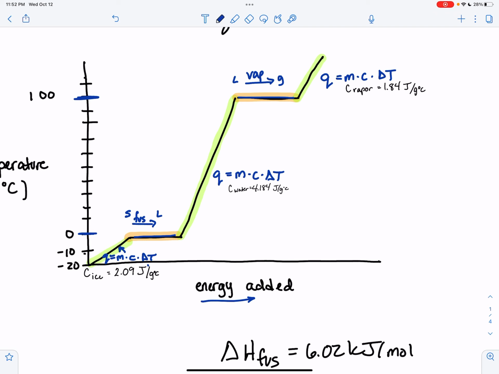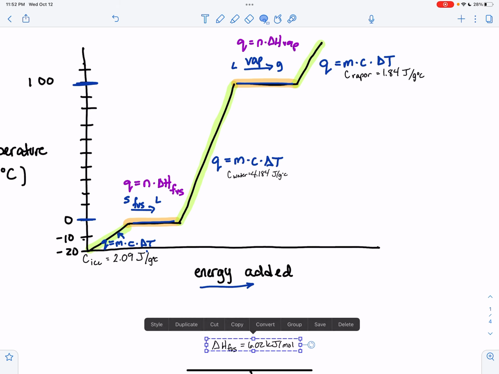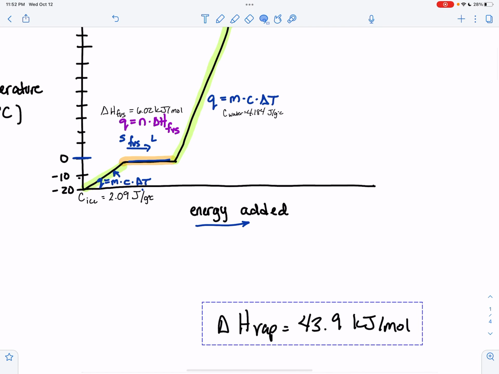And then what about the equations for the other regions? Well, in this flat space right here, Q is equal to n, which is moles, times delta H. And it's specific. It's the delta H of fusion, because that's the phase change you're going through. And then up here, this is Q equals n times delta H, but it's delta H of vaporization. And so for water, this is the H for fusion that you're going to be using with that equation, and this is the H of vaporization.